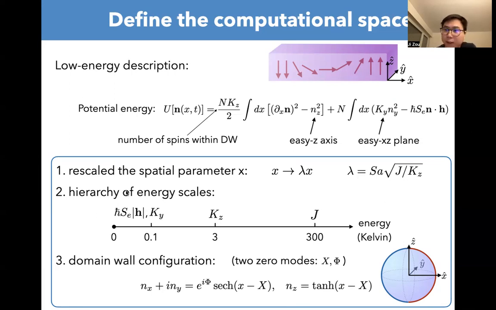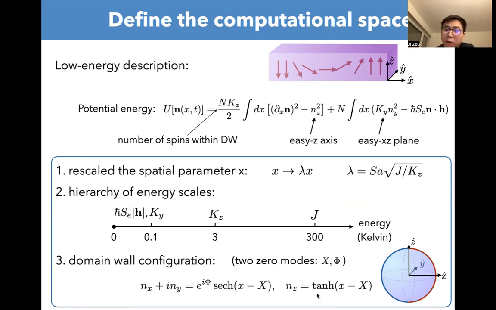Other energy scales like the Zeeman coupling and the easy plane anisotropy are much smaller compared with the other energy scales. So we can treat this second part as a perturbation of the first term, right? Let us assume the boundary condition that all the spins on the left side point down, and on the right side they all point up. In this case, if we minimize the first part, we get the standard domain wall configuration as we wrote down here.